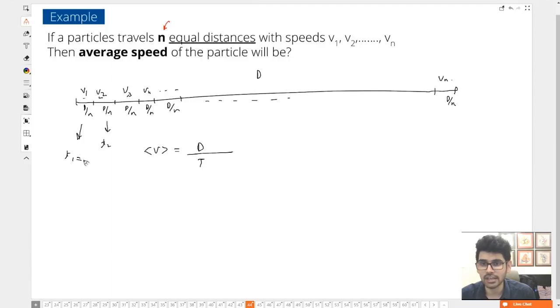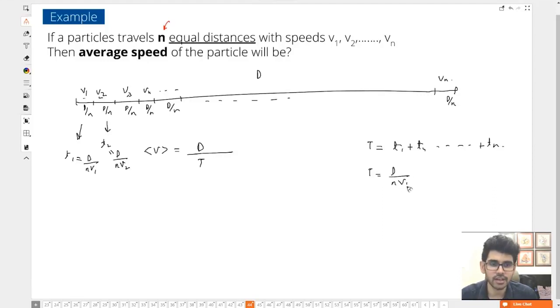Find T1, D by nV1, right? This is equal to D by nV2. Similarly, the total time will be T1 plus T2 up to Tn. So each one you can find out. It will be D by nV1 plus D by nV2 up to D by nVn, right? Just substitute this value and D will get cancelled. In terms of n and V1, V2, V3, you will get your answer.